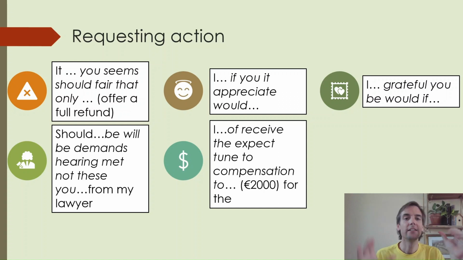After you've complained, you might want to request action. Why are you writing? Because you probably want something. So maybe you want a refund. And what I've done here is in this activity, the words in italics are in the wrong order. Unless you are Yoda, then you seem should fare that only, offer a full refund. No, that's not the correct order. You need to put them in the correct order. So as always, I'm only talking about italics. The words in normal text are fine, but the words in italics you need to change.